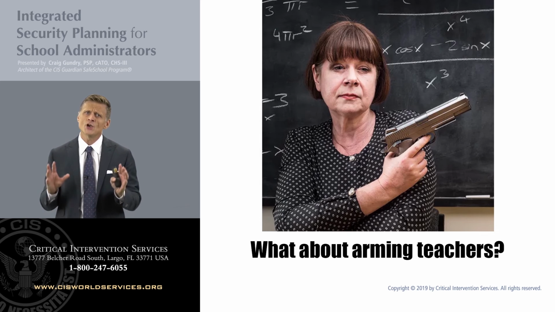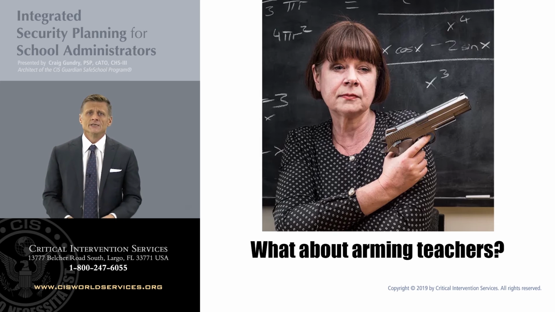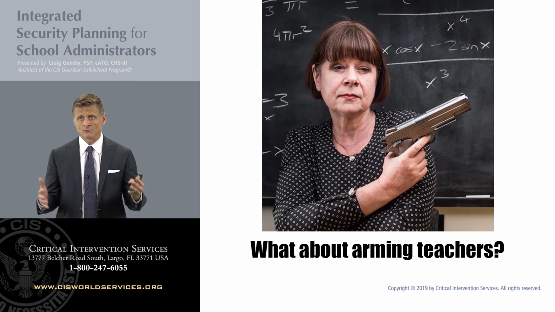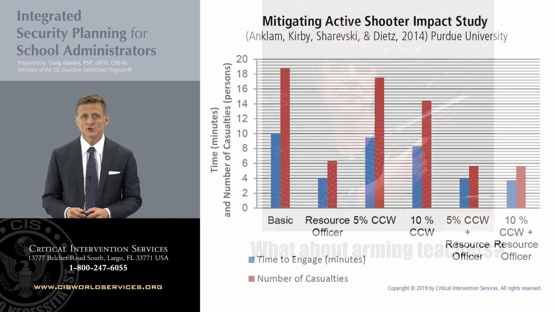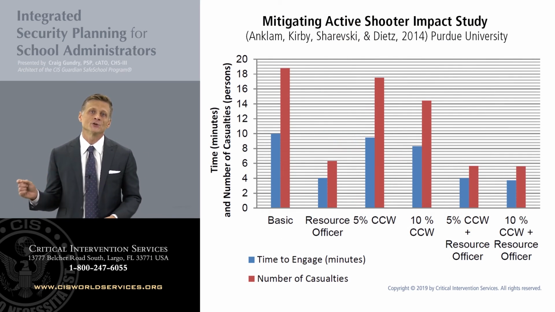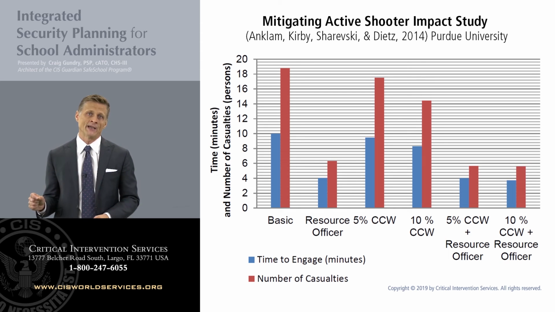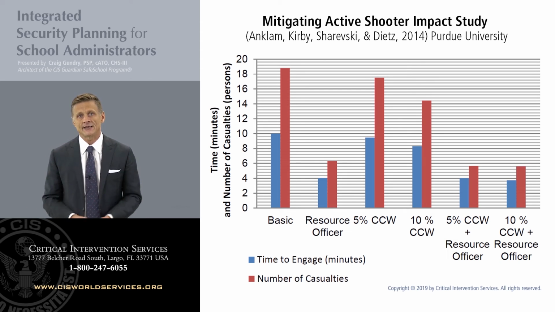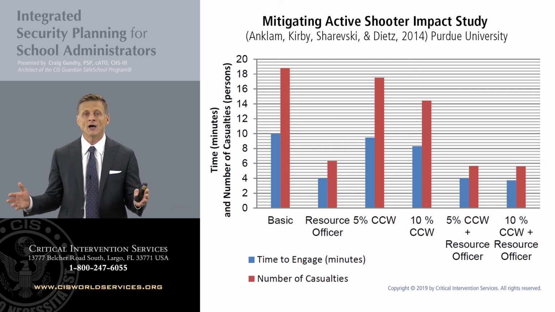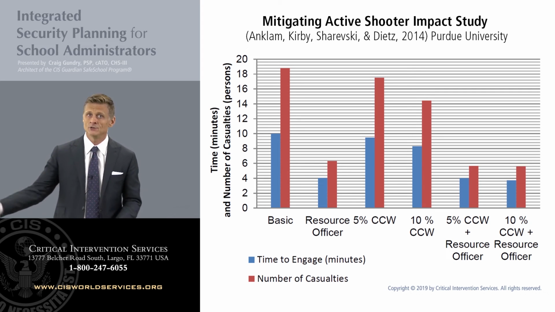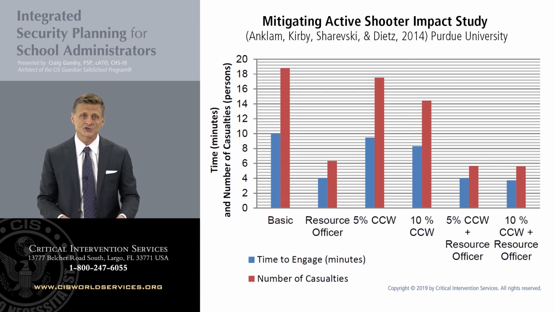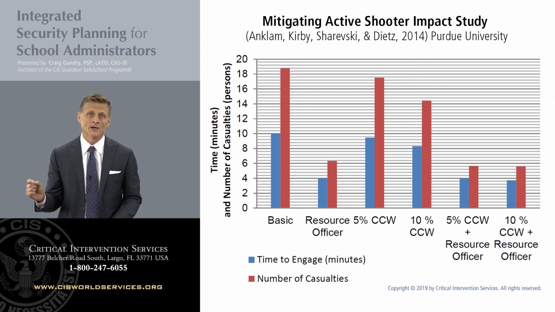But truthfully, those are very rare events. This response model, if you want to call it that, was also examined by the Purdue University team back in 2013 when they did their Mitigating Active Shooter Impact Study. In that study, they modeled out, using agent computer-based modeling, several different response scenarios. The first was off-site 911. In other words, a call to the 911 call center, off-site police then dispatched to the school, which they refer to as basic response.